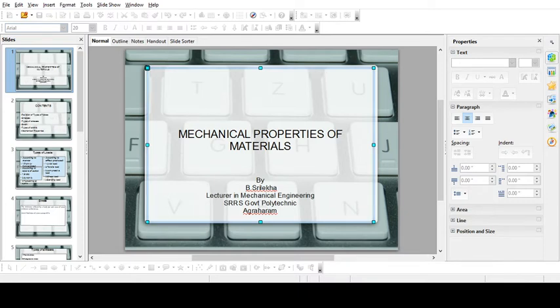So yesterday we already discussed what strength of materials is. Strength of materials is the subject which deals with the behavior of bodies under the action of external loads. Next, we have also discussed types of loads.